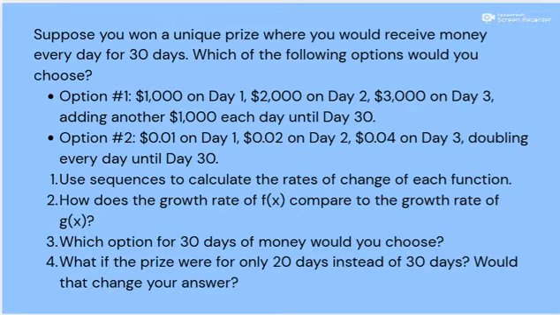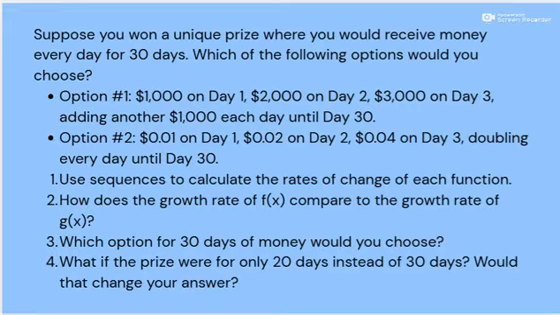I'm sorry. Suppose you won a unique prize where you would receive money every day for 30 days. Which of the following options would you choose? Option number 1 is $1,000 on day 1, $2,000 on day 2, $3,000 on day 3, adding another $1,000 each day until day 30. Option number 2 is 1 cent on day 1, 2 cents on day 2, 4 cents on day 3, doubling every day until day 30.